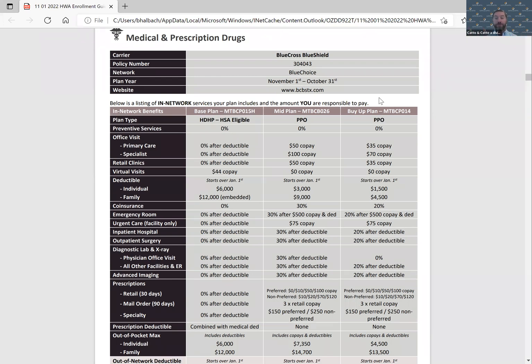So your deductibles and your out-of-pocket max will always run, have always run January to December. When the plan year starts, when the policy year starts, that's an administrative function. So it also ties to open enrollment, when we can do that and when we can't.